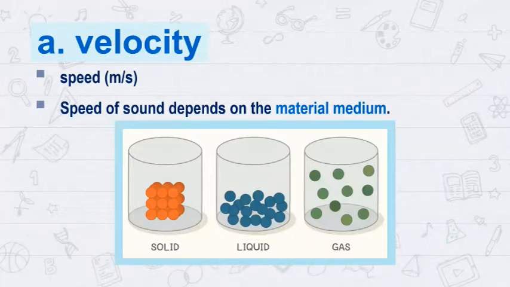In our previous lessons, we know that velocity is speed with direction. It can be measured with a unit meter per second. Sound waves are mechanical waves, right? They need medium to propagate. The speed of sound depends on the material medium.